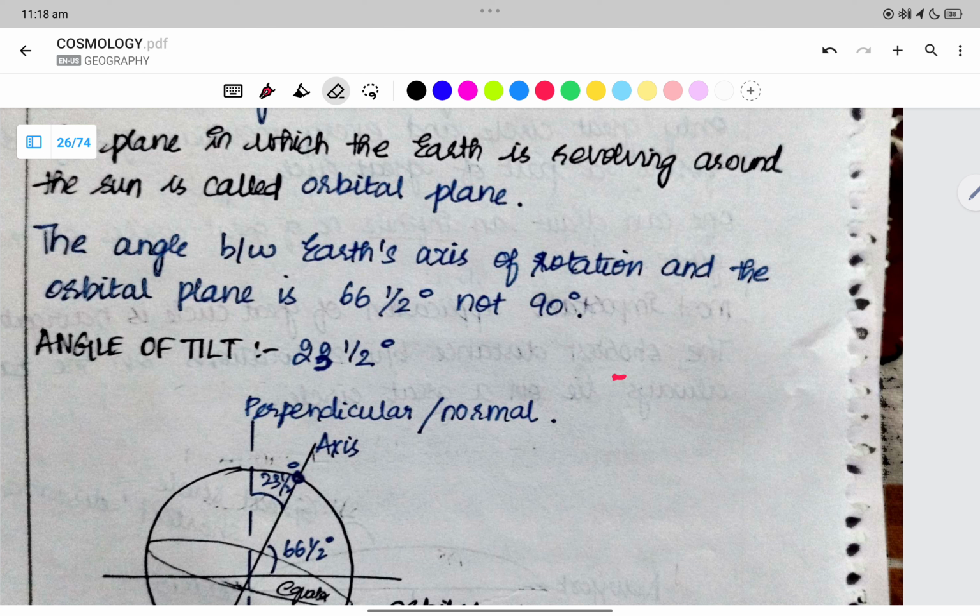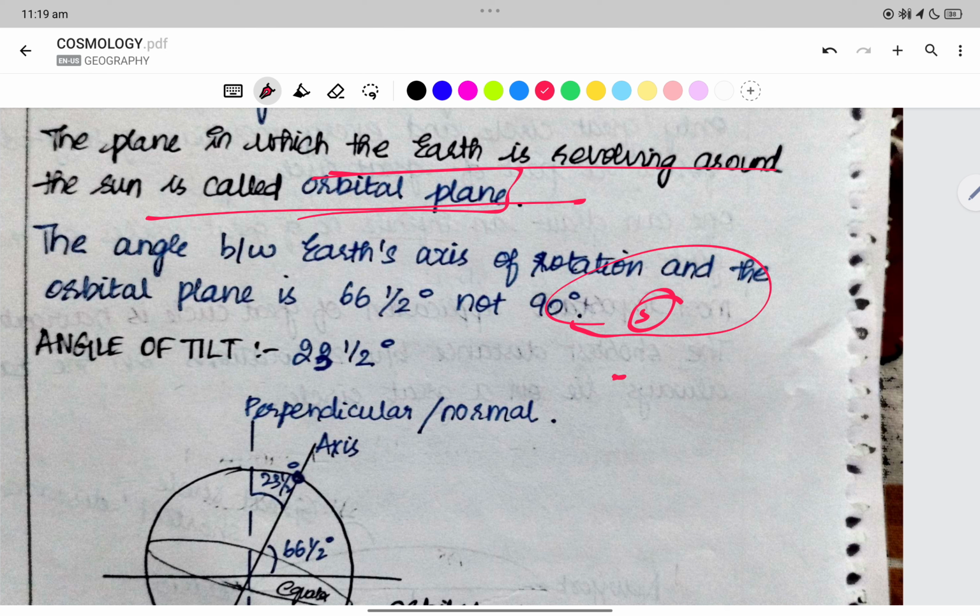The plane in which the earth is revolving around the sun is what we call the orbital plane. Earth revolves around the sun in this elliptical path, and this elliptical path, this center plane, is what we call the orbit.